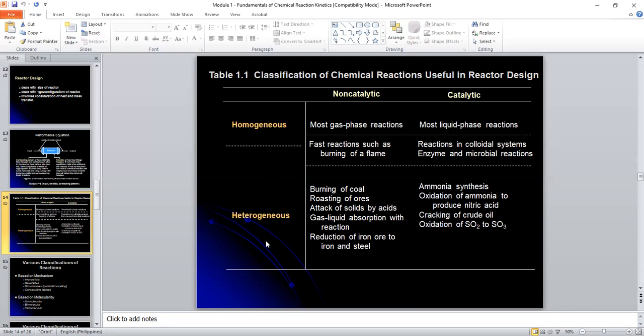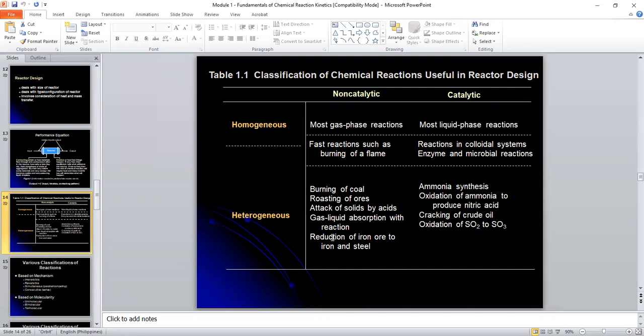But we can add the accounting of whether we have a catalyst present in our reaction. So it could be a non-catalytic reaction or a catalytic reaction. Most gas phase reactions are non-catalytic and homogeneous, and most liquid phase reactions, as I have mentioned before, are homogeneous. At the same time, they require the presence of a catalyst. That way your reaction can be optimized.